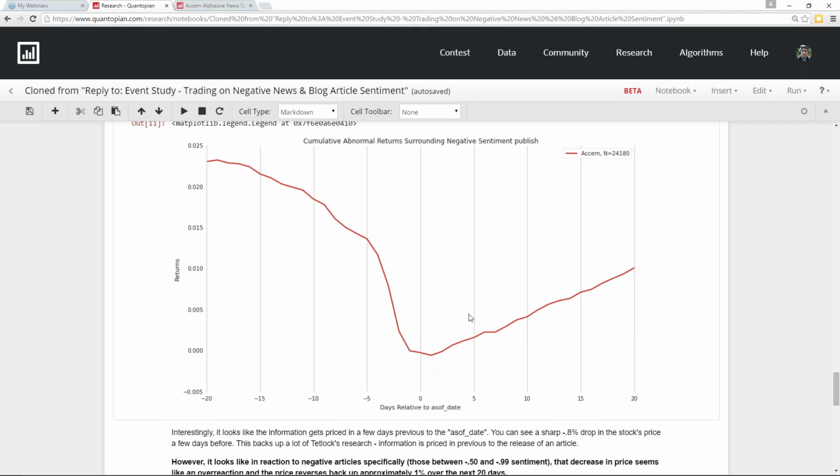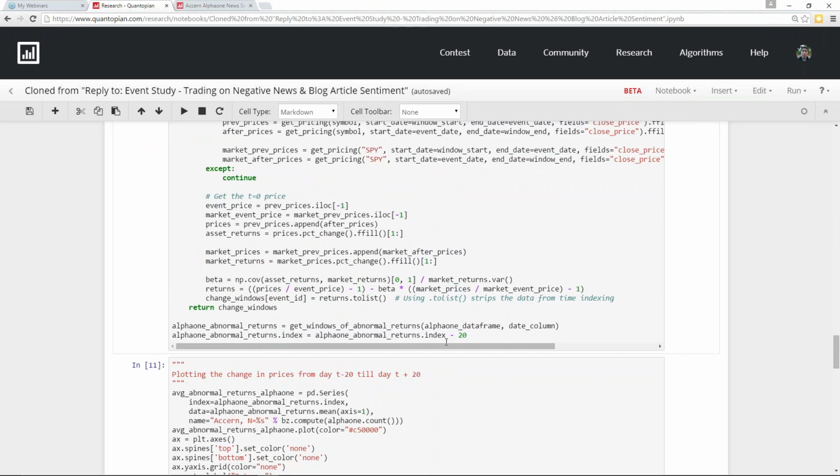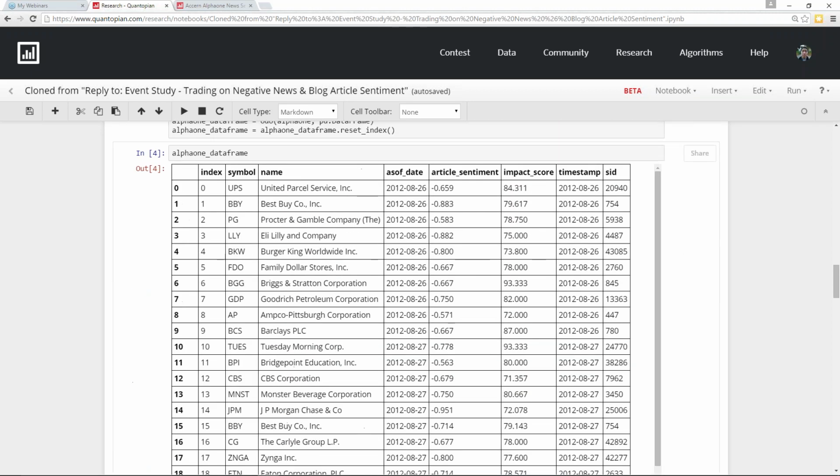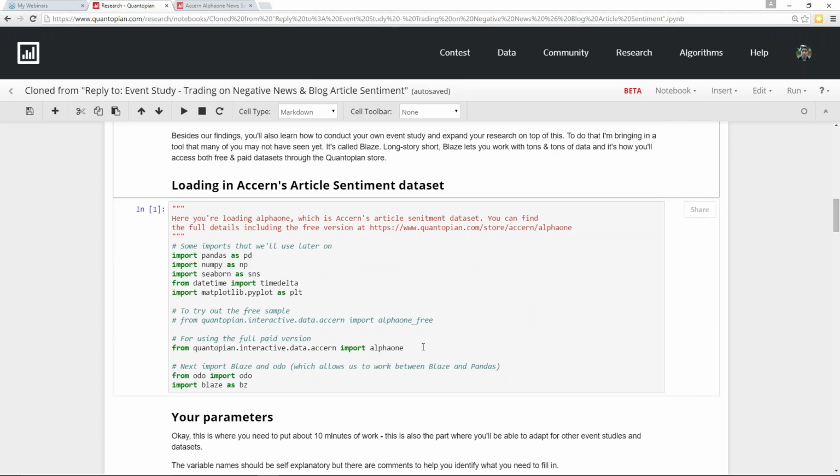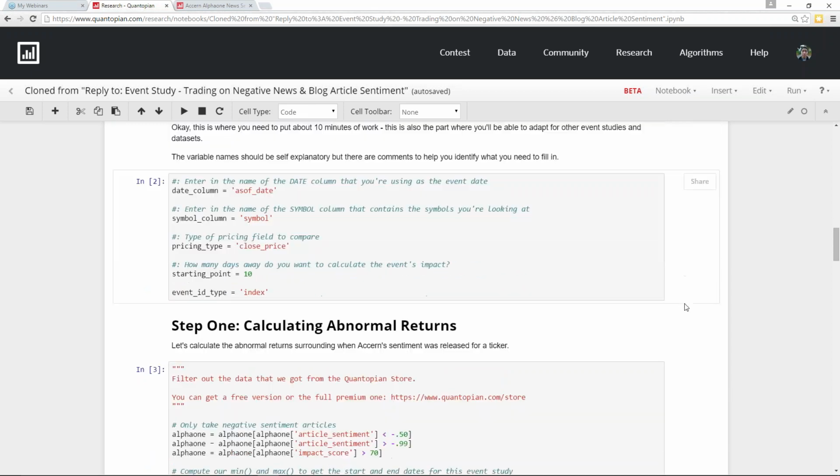Right. Okay. Yeah. So on day 0, what we're looking at is day 0 is the as of date. So this is when Sentdex published their negative news sentiment for any given security. This is the as of date for the data set that we got from them. So I'm gonna quickly scroll up and show you guys where I got that data. Over here, you're seeing that I'm importing that from Quantopian interactive data. And what we're doing is we're saying on the as of date.